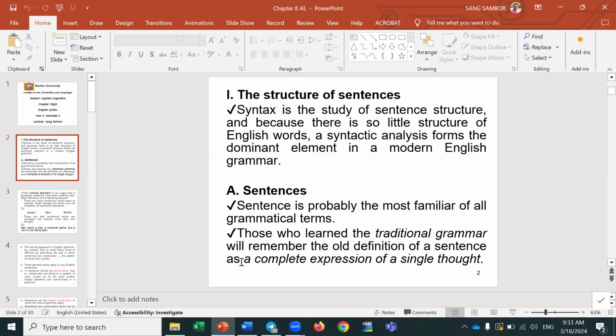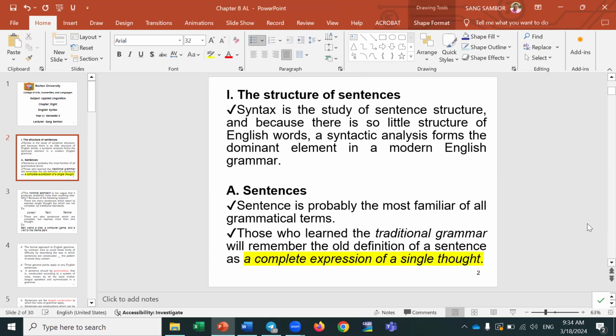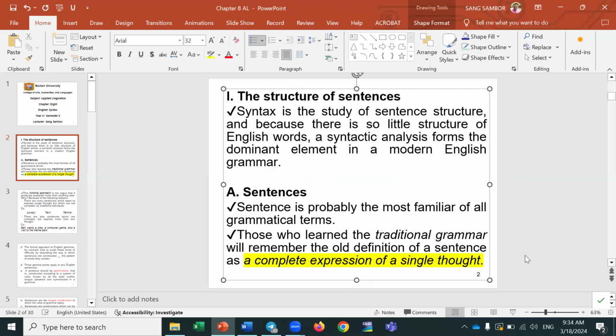As the definition suggests, in traditional English grammar a sentence was defined as a complete expression of a single thought, which seems a little bit different from how grammarians today define what a sentence is. In the past, a sentence was defined as a complete expression of a single thought, but that is not showing the real use of the sentence in the English language today.